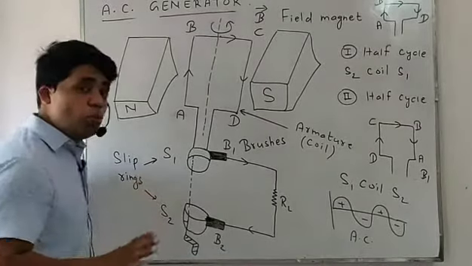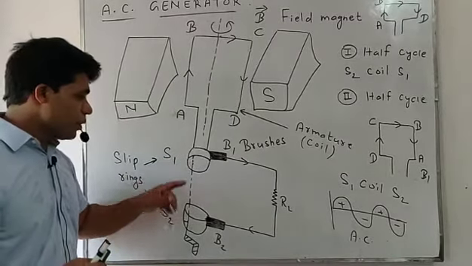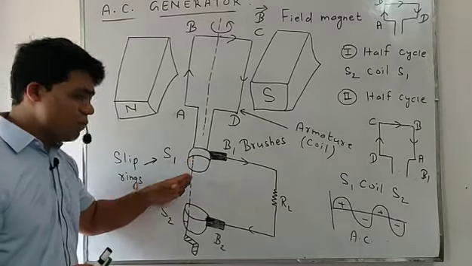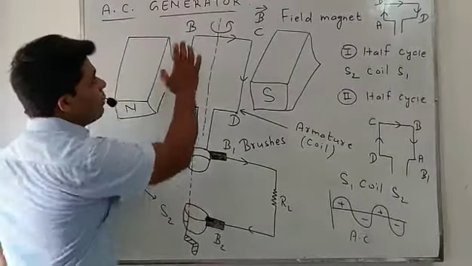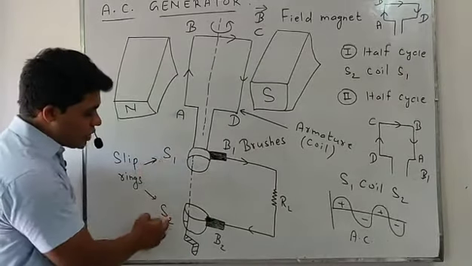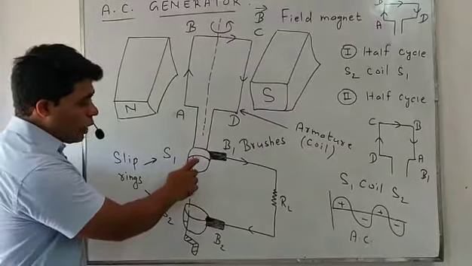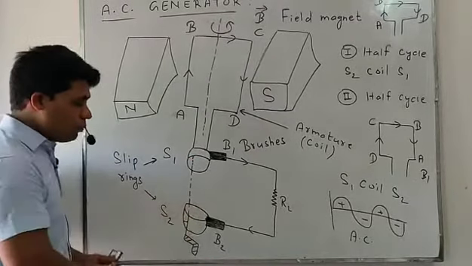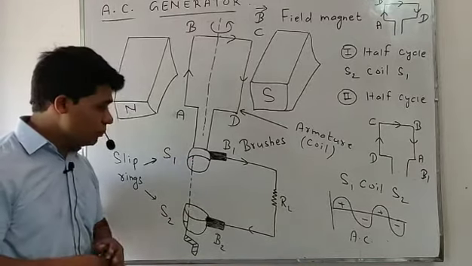We have two brass slip rings. Okay, they are made of brass. S1 and S2 are connected on the same axis. When the armature coil A, B, C, D rotates about its own axis, in that condition S1, S2 also rotate with the rotation of the armature coil. S1, S2 are made of brass, and they are well insulated from each other.